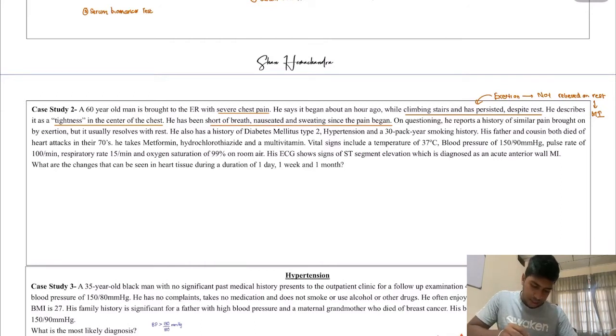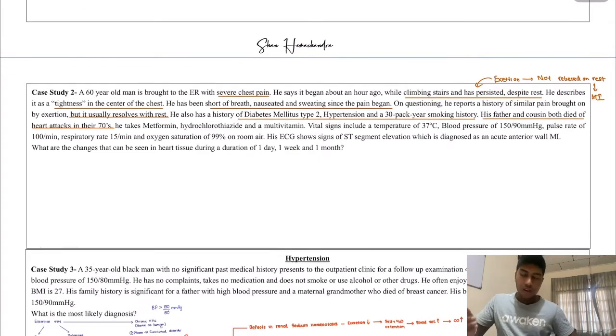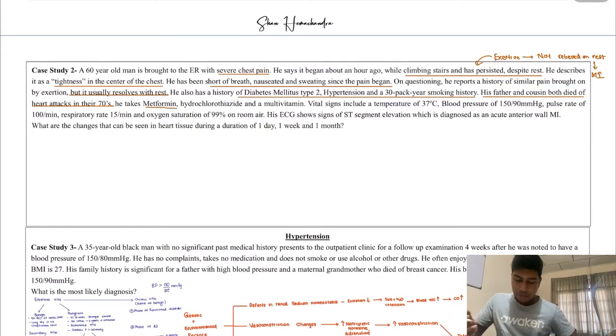Tightness in the center of chest, short of breath, nauseated, sweating since the pain began. He reports a similar pain brought on by exertion, but it usually resolves with rest. Has a history of diabetes, type 2, hypertension, 30-pack year smoking. And this is important. There's a familial history of heart attack. That means if your parents have hypertension, or they die of a heart attack, or your grandparents or anyone in your family, you are at risk.